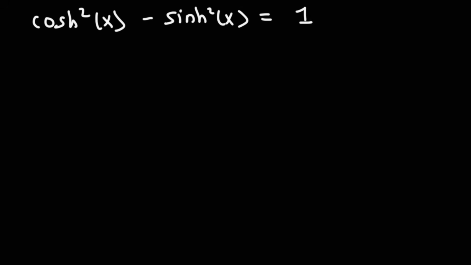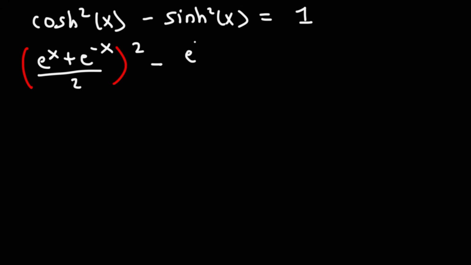Now let's move on to our next example problem. Hyperbolic cosine squared of x minus hyperbolic sine squared of x is equal to 1. Go ahead and verify that identity. Now what we need to do is convert cosine and sine into their exponential form. Cosine is e to the x plus e to the negative x divided by 2, but it's squared. Sine is e to the x minus e to the negative x divided by 2.